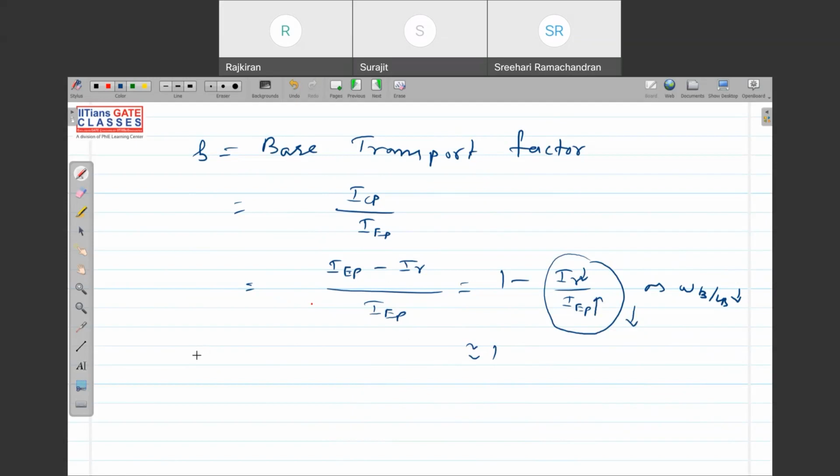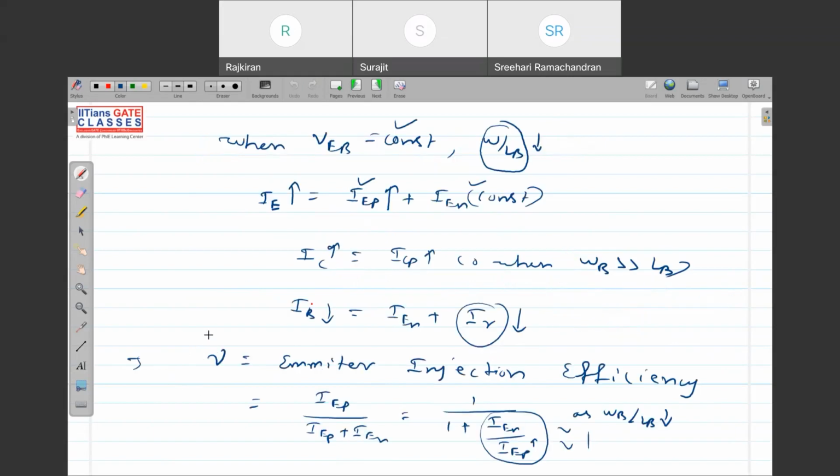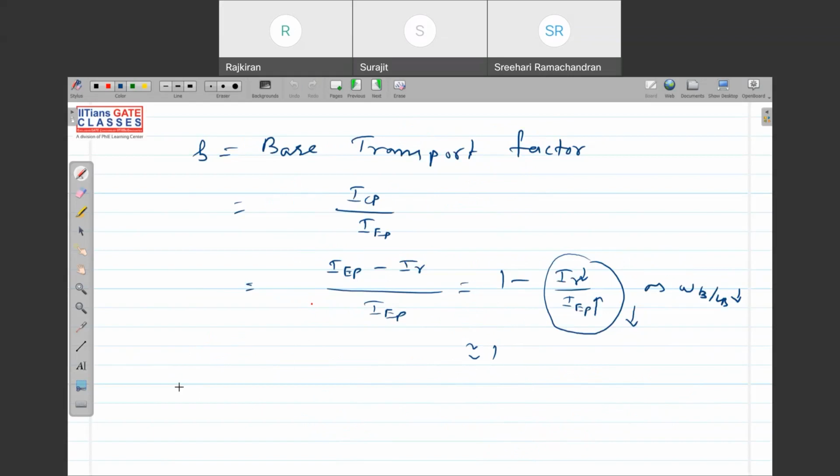So for a better efficiency, what are the necessary conditions? The first condition is we want the emitter injection efficiency to be very, very high, right? For that, what is the condition? The IEN should be very small compared to IEP. So the conditions are: for emitter efficiency to become 1, the first condition is IEN should be very small compared to IEP.